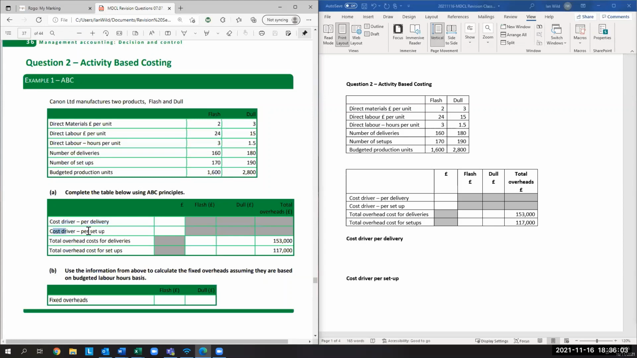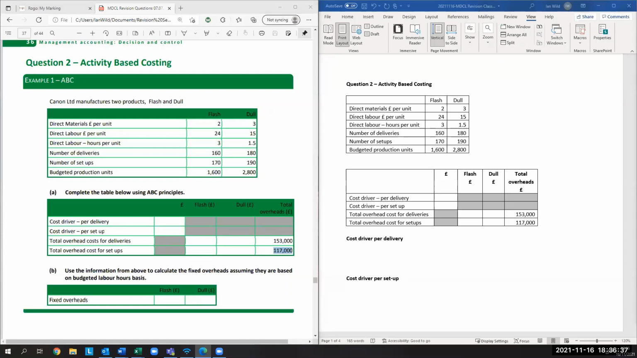It then wants us to work out what the cost driver is per setup. Once again, we are looking to split the overheads much more accurately, so we need to find out the driver for the setup, how much it's going to cost per setup. Then we're given the total overheads for deliveries, 153,000, and the total overhead costs for setups as well, 117,000.